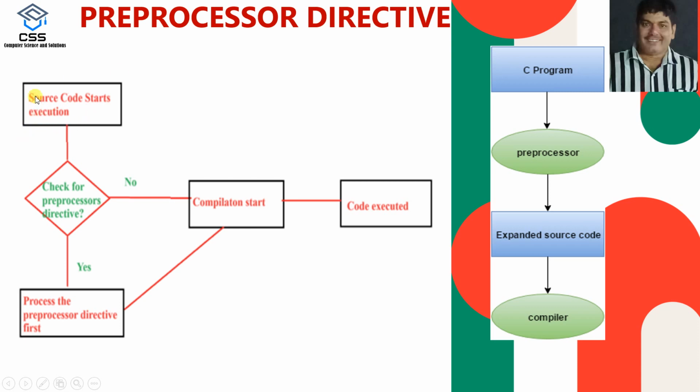Again, you are writing source code. Suppose in the source code there is some printf or scanf statement. The printf and scanf statements are defined in the header file, so it checks the header file. If it is found, then the compilation process continues and the code is executed. If it is not found, then the compilation will not continue, and it prompts the user to include the respective preprocessor directive. After including it, the preprocessor finds its respective directive, then the compilation is successful and the code is executed.